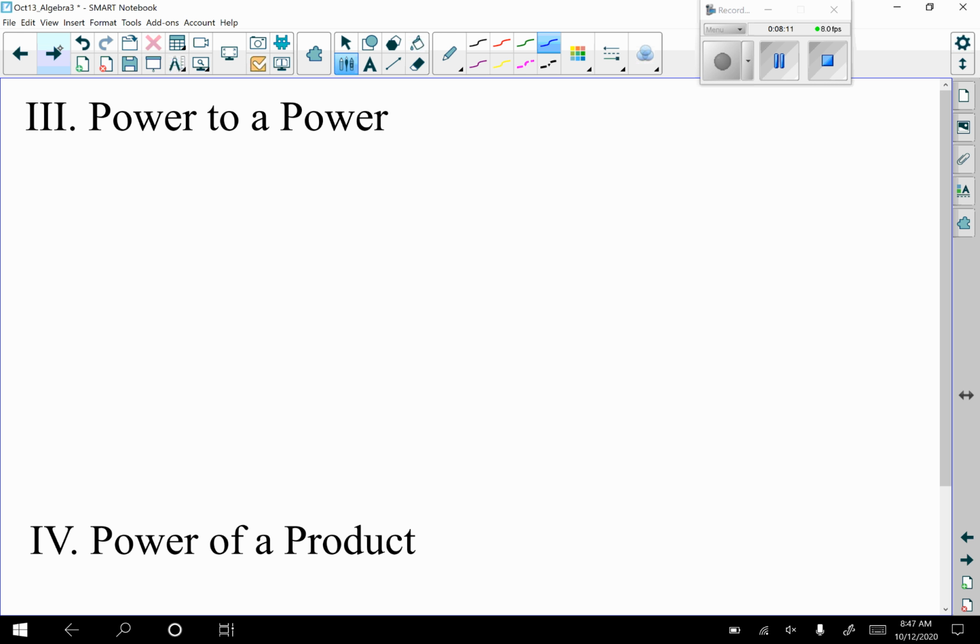All right, so let's take a look at these next two. And again, there's so many different types of problems we can be dealing with here. Some of these will get a little complicated, but understanding the most basic laws and rules here is what's going to help us. So when we have a power to a power, this is saying we have some power of, we'll just call it x inside, and then we have a power on the outside.